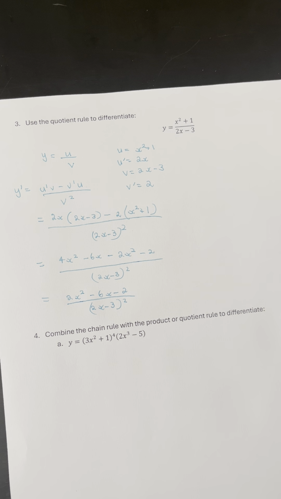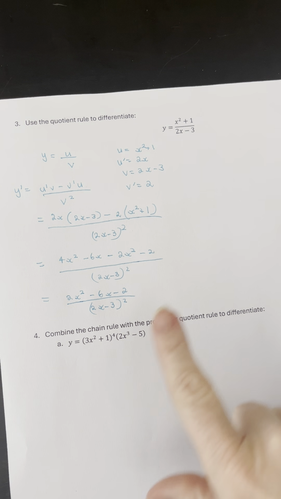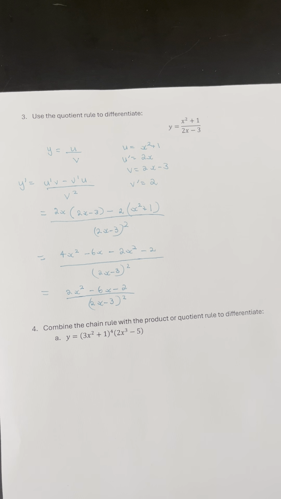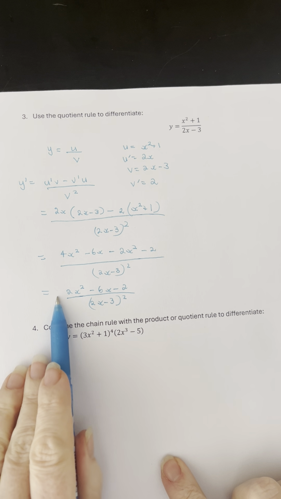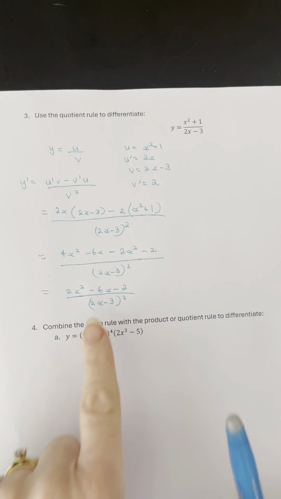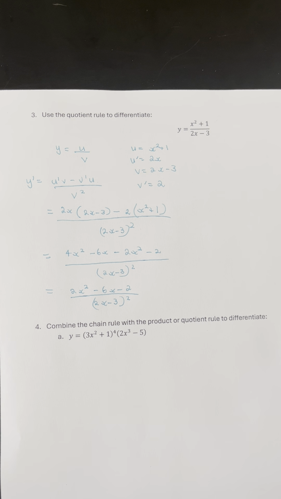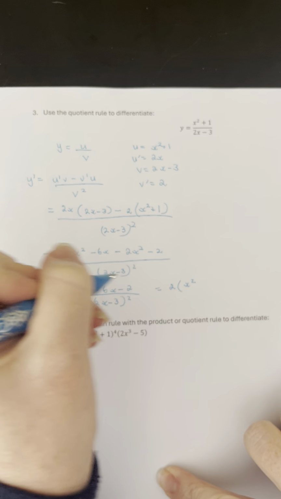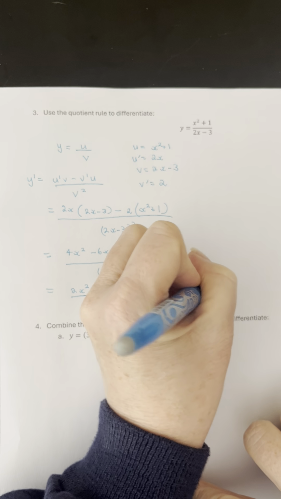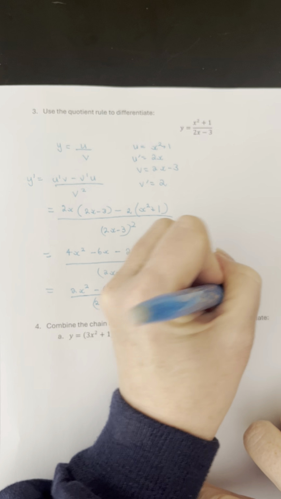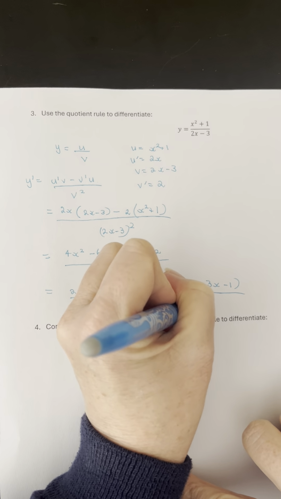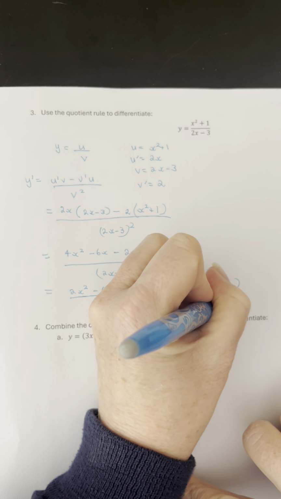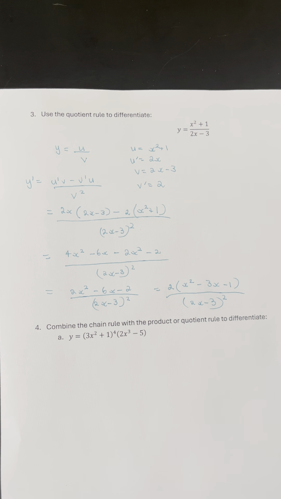Now I could go and factorize that top to see if it would simplify, like cancel out with what's on the bottom. But if I took that 2 out the front, I'm not going to end up with a 2x in my bracket. So I may as well leave that as it is. You might see it with the 2 outside of x squared minus 3x, take away 1, over 2x minus 3 all squared. But that's about as far as you can go.